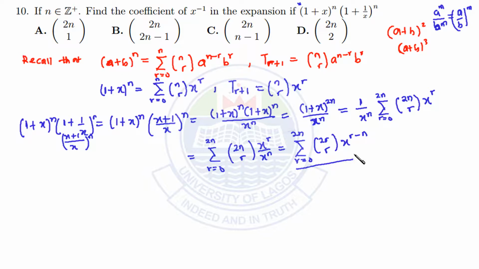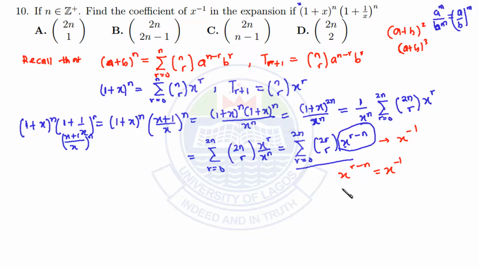Now for me to find the coefficient of x raised to power minus 1, the power of x in this expansion must be equal to minus 1. That is, by the time I'm expanding this, I must get to the point whereby I will have x raised to power minus 1. So that means that I want x raised to power r minus n to be equal to x raised to power minus 1.